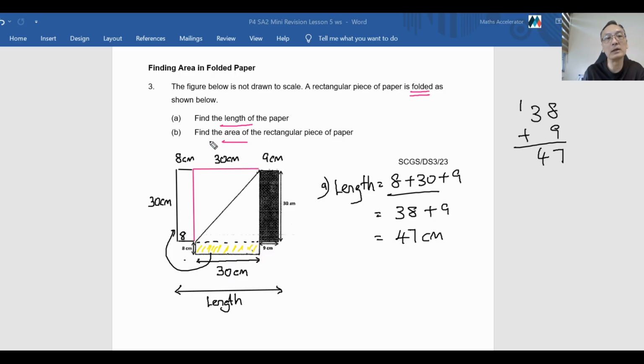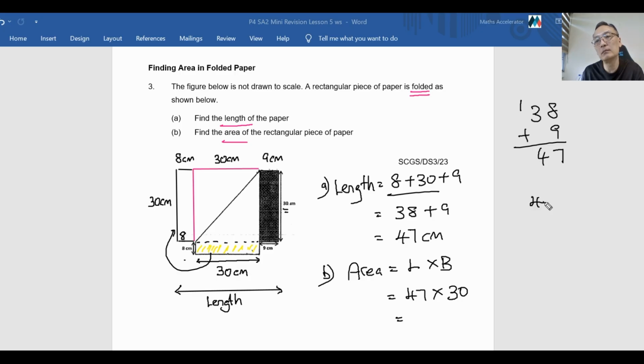Next, we need to find what is the area of the rectangular piece of paper. So for part B, we know that area of a rectangle is length times breadth. The length we identify as 47. The breadth, as stated here, is 30 cm. So we'll be multiplying 47 by 30.